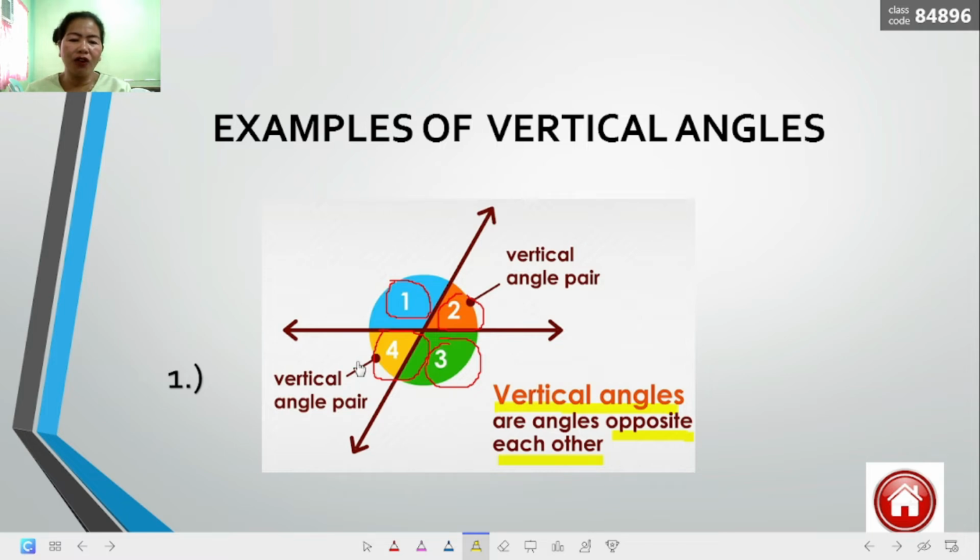Then angle 2 and angle 4 also show that they are vertical angles. In between angles 2 and 4, at the right side of angle 2, we have angle 3 in between. So therefore, there is no common side shared by angles 2 and 4. And to the left of angle 2, there is angle 1 in between them. Therefore, they are non-adjacent. Though they share the same vertex, they do not share a common side, right?